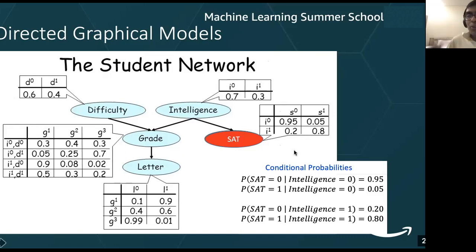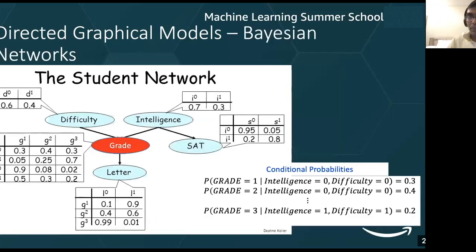So this is how you would essentially encode the conditional distribution of SAT given the intelligence feature, right? Or given the intelligence node. And this is a very, very important aspect in Bayesian networks. So finally, we look at the node associated with the grade, right? Like I had mentioned earlier, the grade has three different levels, 1, 2, and 3, with 1 signifying a good grade, 2 signifying a medium grade, and 3 signifying a poor grade.